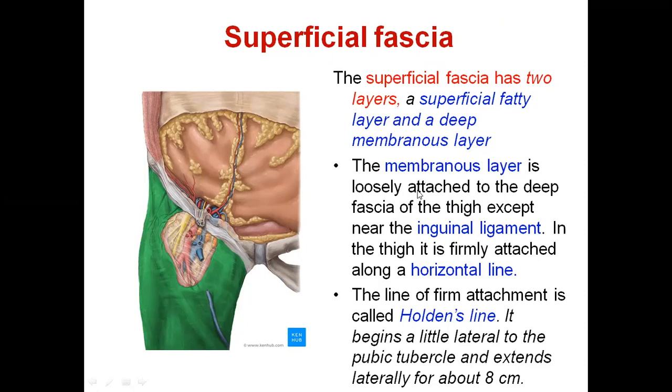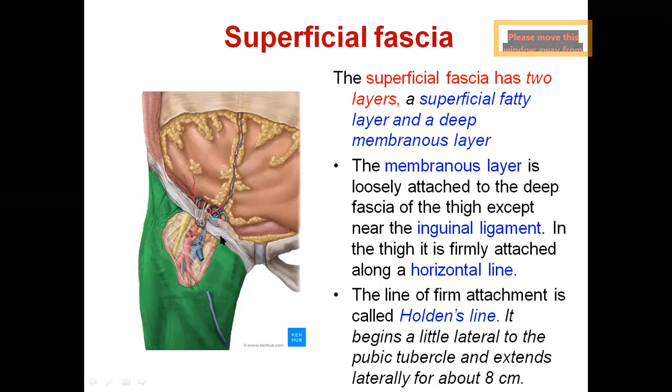The membranous layer is loosely attached to the deep fascia of the thigh except near the inguinal ligament. We know this is the inguinal ligament. In the thigh, the membranous layer is loosely attached everywhere except at the inguinal ligament. That means only in the inguinal ligament region is the membranous layer very tightly attached.